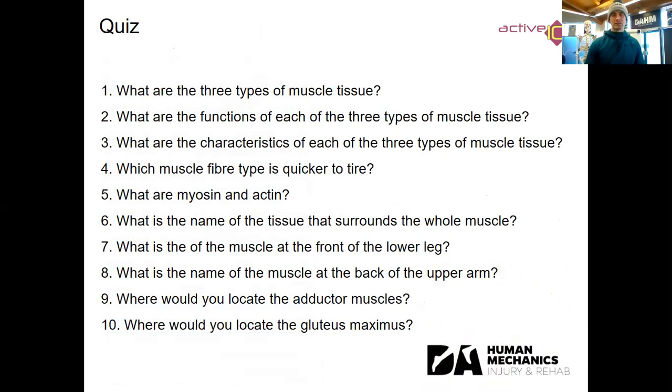Okay, hopefully you said cardiac, smooth, skeletal. Hopefully. Question 2. What are the functions of each of the 3 types of muscle tissue? So the functions, not the characteristics. So function of smooth muscle. Again, remember your examples. Smooth muscle, the example we use is digestive system.